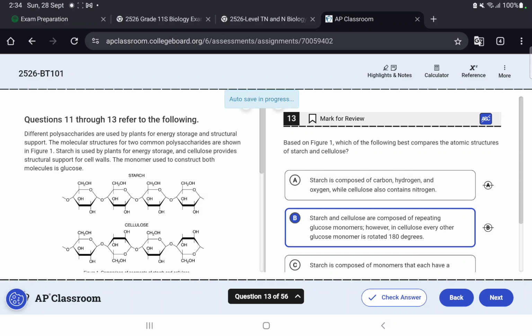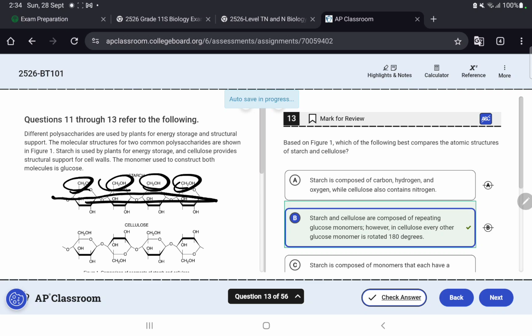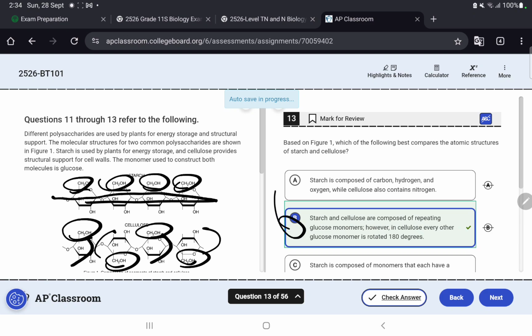So based on figure 1, which of the following best compares the atomic structures of starch and cellulose? Starch and cellulose are composed of repeating glucose monomers. However, in cellulose, every other glucose monomer is rotated 180 degrees. As I pointed out at the start of the question, starch is linear, so it's straight. See how it's up, up, up, up. It's one chain of the same exact thing, same position. But in cellulose, one is up, one is down, one is up, one is down. So it's rotated. So that's why we choose B.